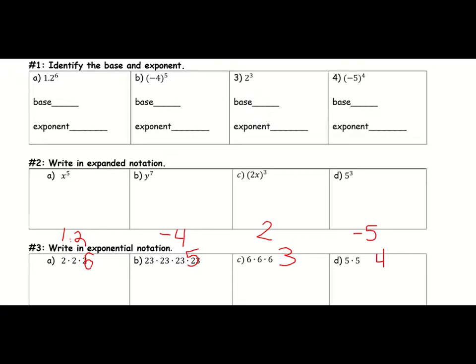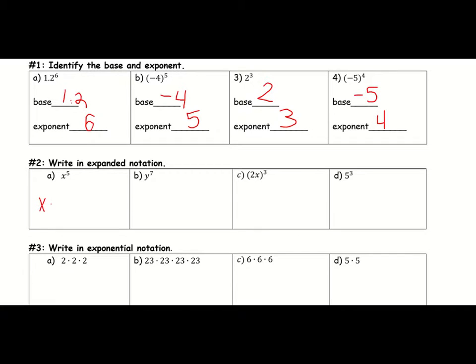Now in problem 2, we want to take the exponential notation and write it in expanded notation. We want to write out what x to the 5th would look like if we were to multiply that out. So in part A, x to the 5th would mean x times x times x times x times x. We're taking our base x and multiplying it by itself 5 times because that's what the exponent says to do.